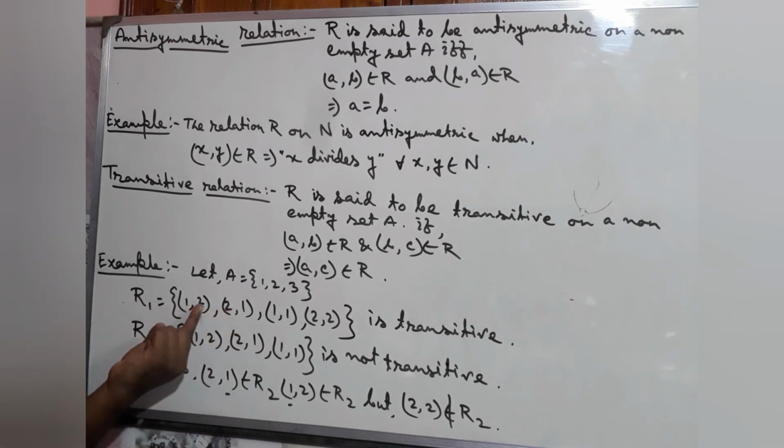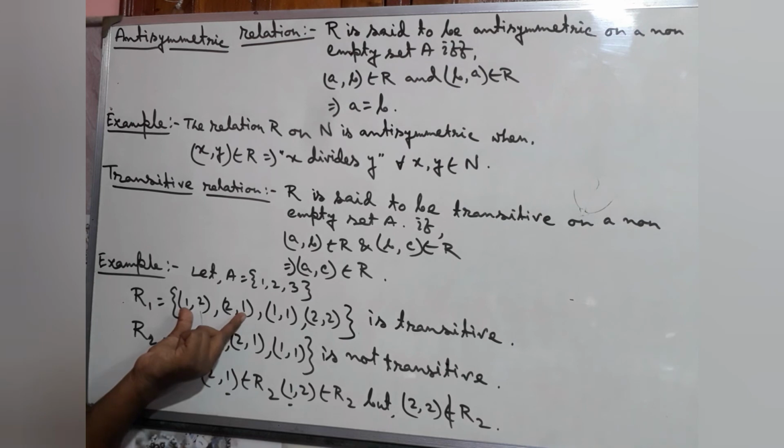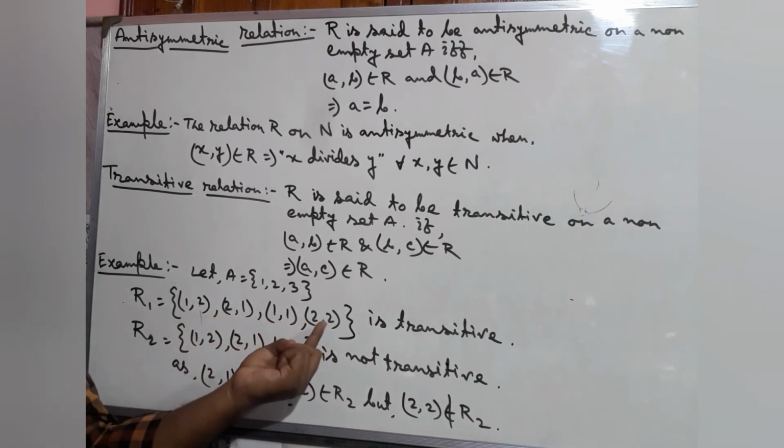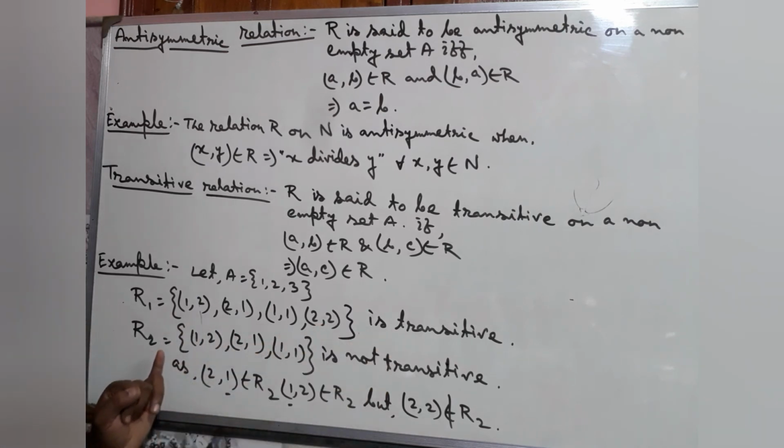You see, eliminating this last element with this first element, as these two are common, ultimately it will be (1,1), that also belongs to this set. Again, the last element of this pair and the first of this one, if we eliminate these two, ultimately (2,2), that is also in this relation. So, ultimately R1 is transitive, but you see R2, (1,2), (2,1), (1,1), it is not transitive.